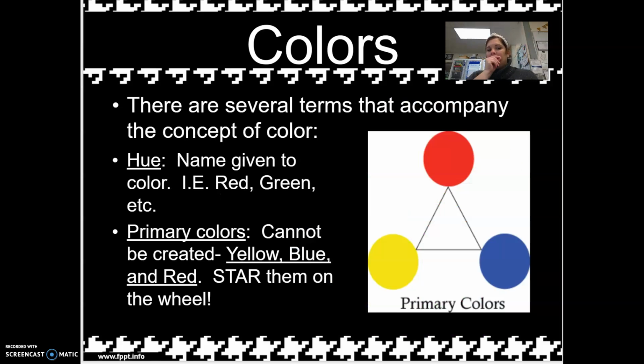All right. Colors. There are several terms that accompany the concept of colors. So we have hue, and that's the name given to the color. So that's going to be red, green, blue, yellow, all of those. Then we have primary colors. These cannot be created. So colors that cannot be created on the color wheel. I can't mix any two colors to make red, yellow, or blue. And those are our primary colors. Go ahead and star them on your color wheel.